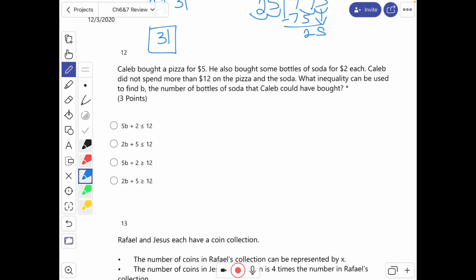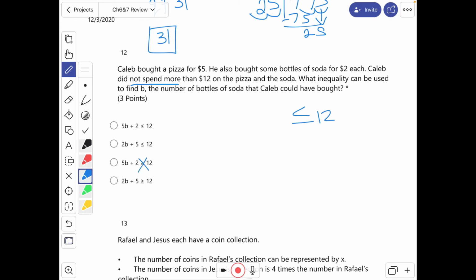Number 12, Caleb bought a pizza for $5. He also bought some bottles of soda for $2 each. Caleb did not spend more than $12 on the pizza and the soda. What inequality can be used to find B, the number of bottles of soda that Caleb could have bought? Okay, well, first of all, let's go with not more than. So could he spend more than 12? No, it says not more than. So it needs to be less than. Could it be equal to 12? Would 12 be not more than 12? Yes. So it can be less than or equal to 12.